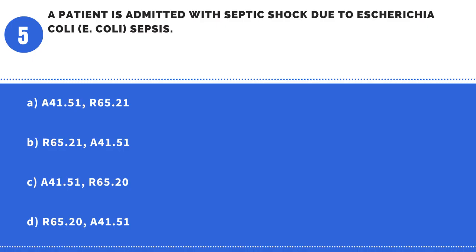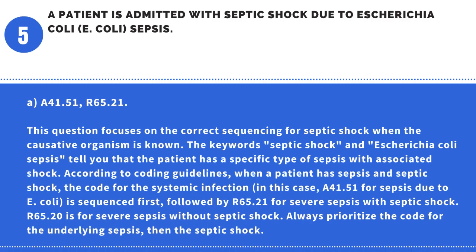Question 5. A patient is admitted with septic shock due to Escherichia coli, E. coli sepsis. A. A41.51, R65.21. B. R65.21, A41.51. C. A41.51, R65.20. D. R65.20, A41.51. Answer A. A41.51, R65.21.